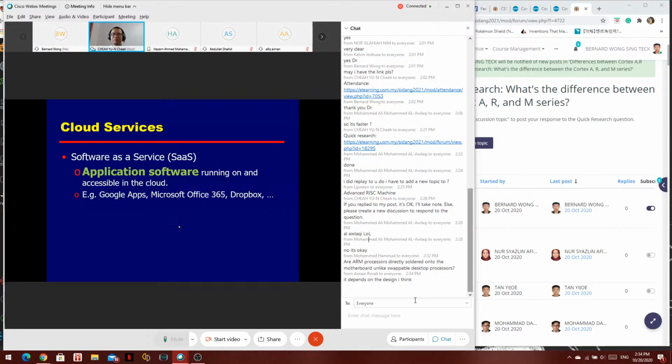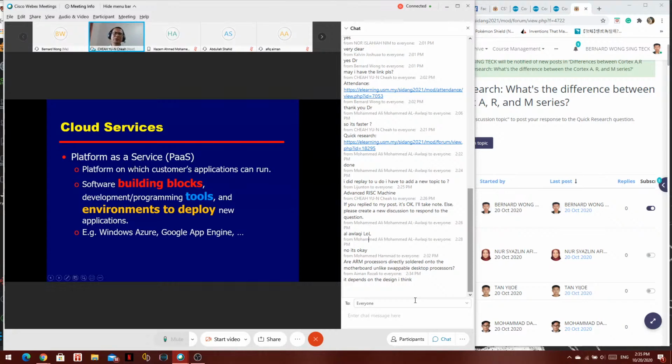Similarly, the Microsoft Office 360, what you are getting as a USM student, your email, your Microsoft Word that is online, Microsoft PowerPoint that is online, those are software as a service. Dropbox is also another popular cloud-based storage, right? The next one here is platform as a service.